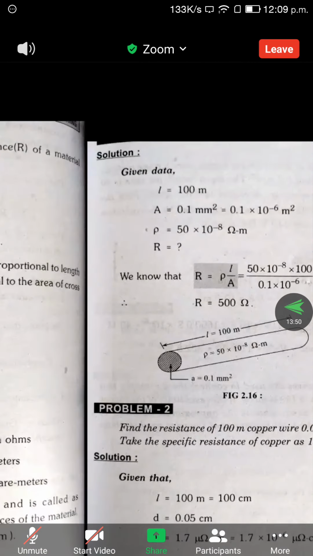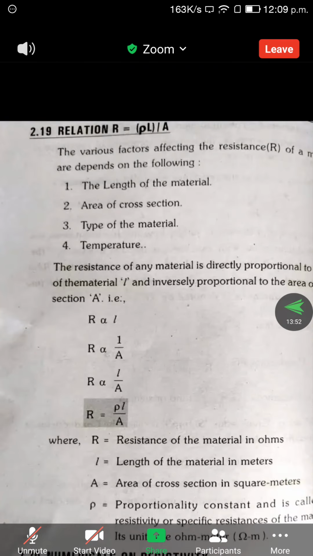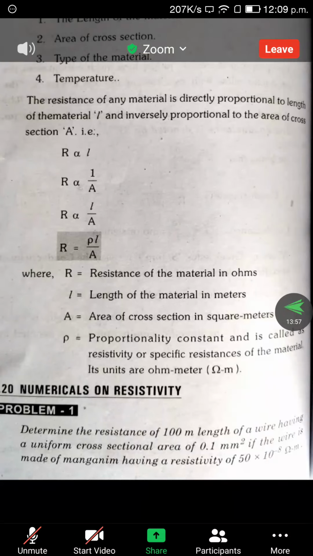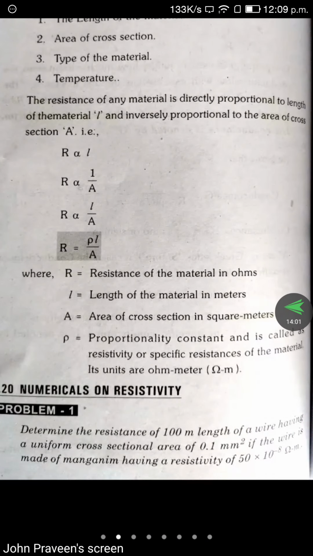So first we clearly study our problem: what we want to discover and what data is given in the problem. First we should determine those things. To find the resistance value, three factors will be essential.